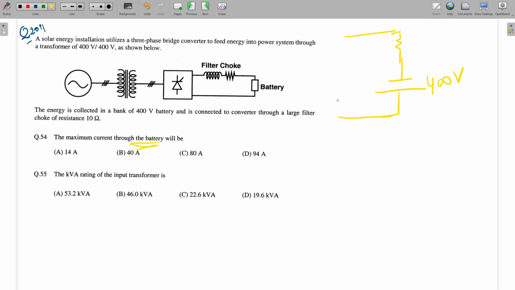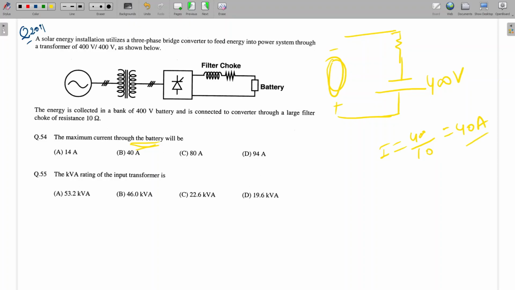Sir, 40 amp. Yes. So see, if this voltage is not 0, this can be any value, like let's say 10, 15. But it will be maximum when this value is 0. So if it is 0, it will be 400 by 10, that will be 40 ampere. Is it clear?